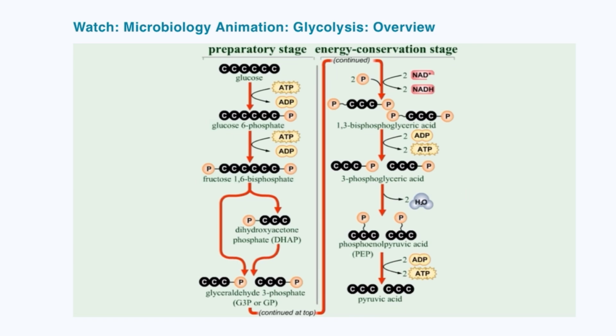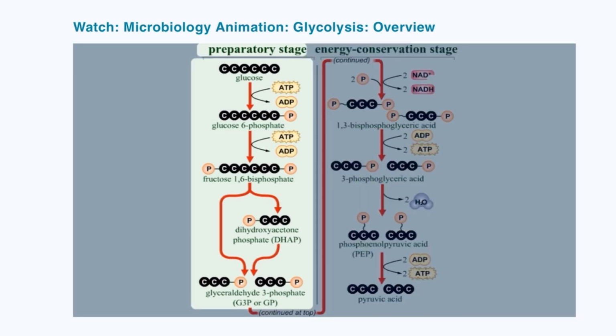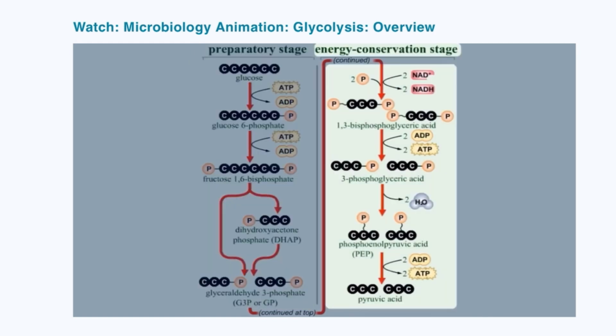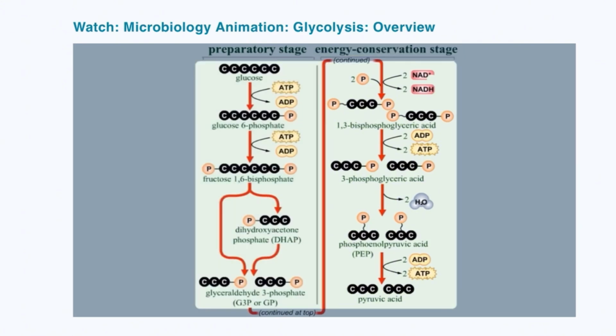Glycolysis consists of two main phases, the preparatory stage and the energy conservation stage. The preparatory stage uses 2 molecules of ATP to phosphorylate glucose, making it easier to break it apart into 2 3-carbon molecules. In the energy conservation stage, 4 ATP and 2 NADH molecules are produced, along with 2 pyruvic acid molecules. At the end of glycolysis, the energy found in glucose has been converted to a net of 2 ATP molecules and 2 NADH molecules.